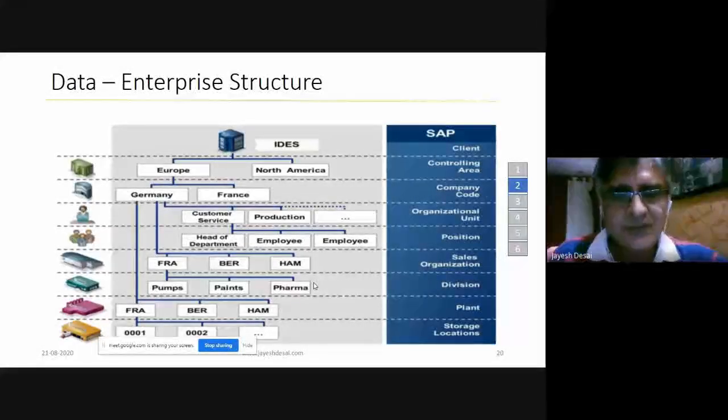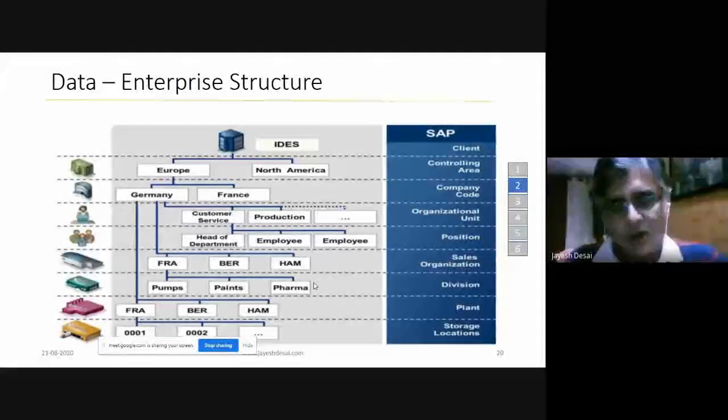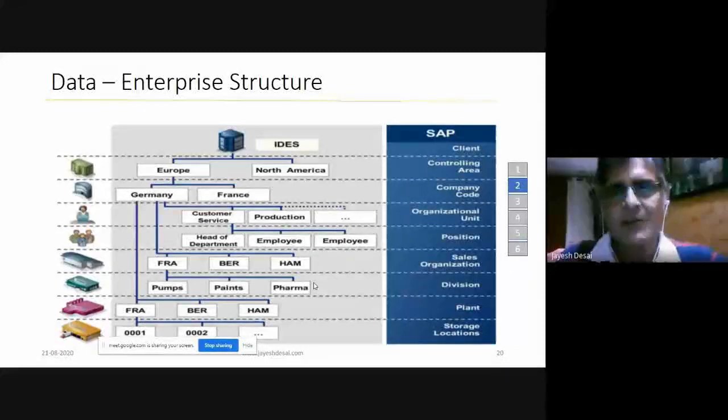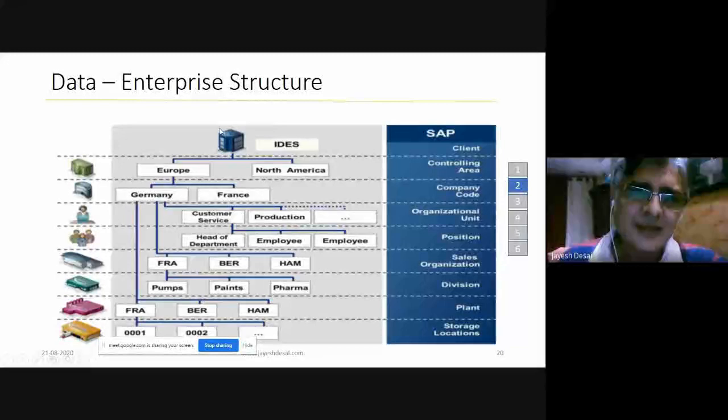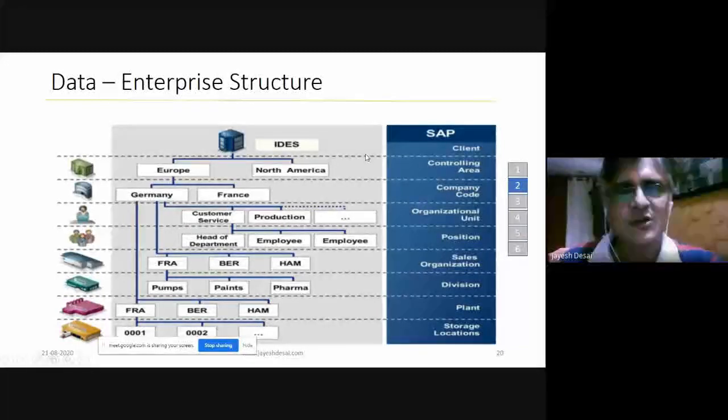So just an example to help you understand how much control SAP can bring in using enterprise structure. Let us say that IDS is a holding company that has operations in Europe, North America, Asia Pacific, Latin America, and all these countries.